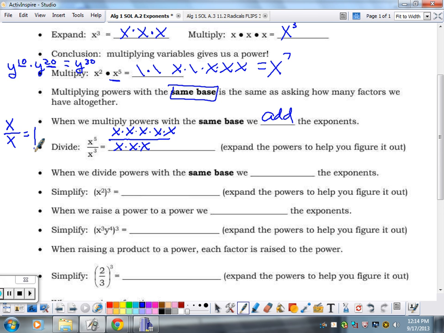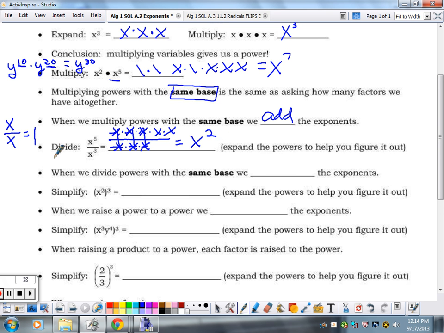So let's look over here. See this x over x? What does x over x equal? 1. Here's another x over x. What's x over x equal? 1. What's x over x equal? What's 1 times 1 times 1? 1. How many factors of x are left over here? 2. So I write 2 factors of x as x squared.